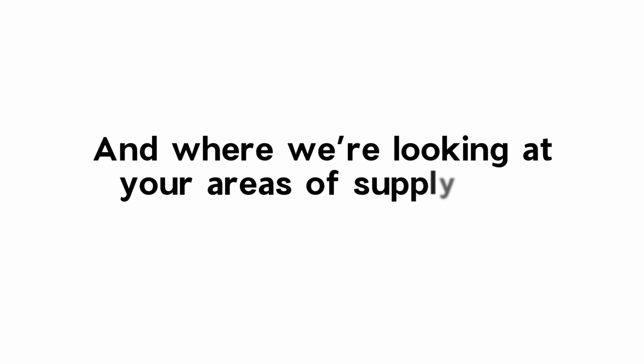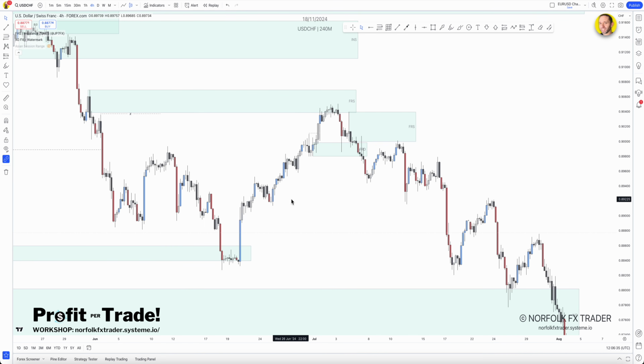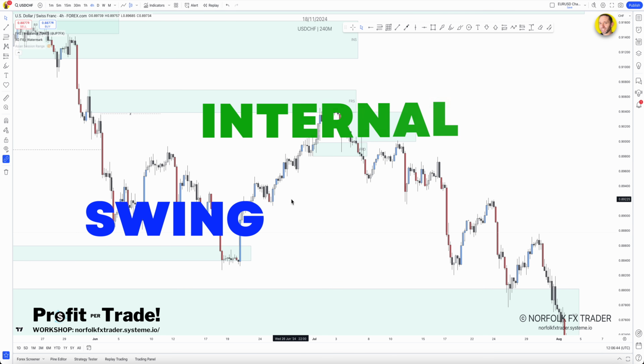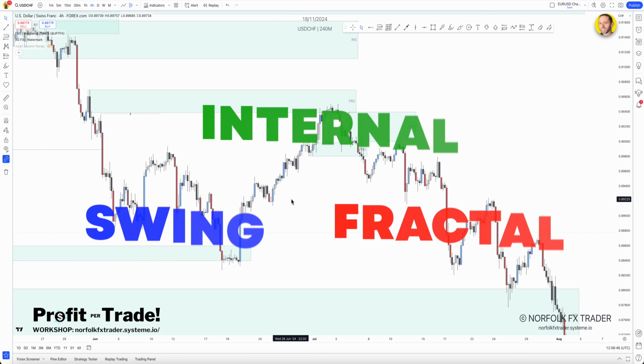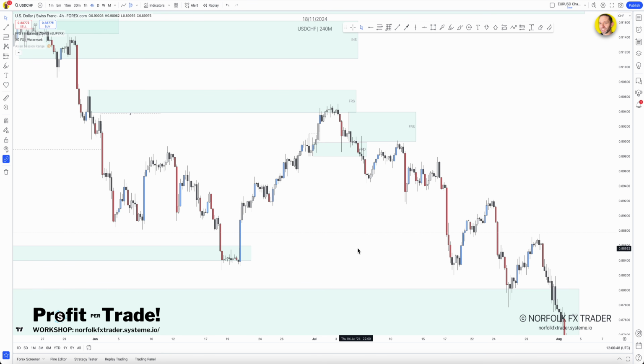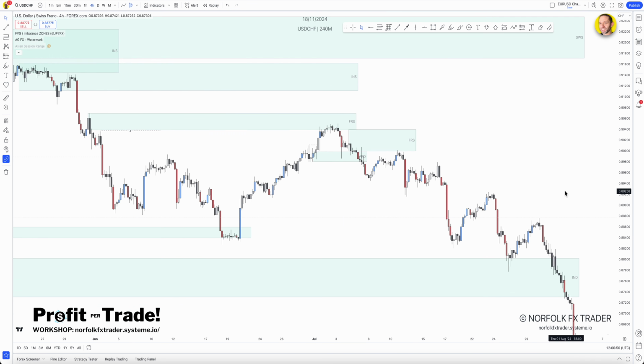So now you've gone through understanding how we look at our structure in the market and where we're looking at your areas of supply and demand. Now remember, your supply and demand zones are going to be much easier to mark out once you've marked up your structures first. You're going to be looking at your swing, your internal and your fractal areas of supply and demand, and you'll be looking to use these in conjunction when looking for potential targets.